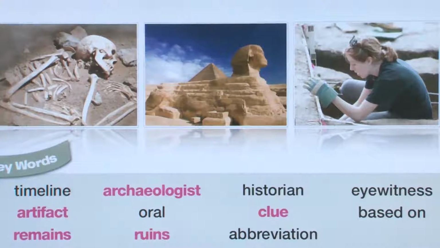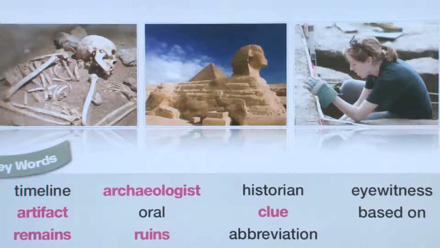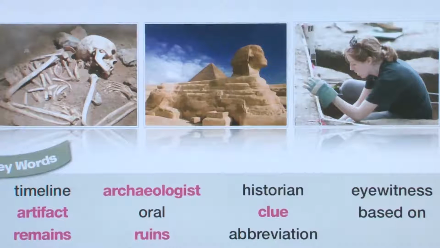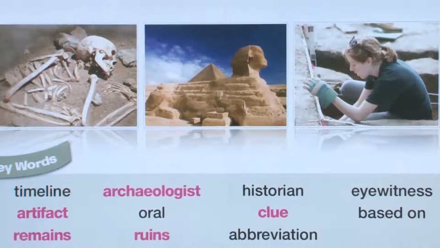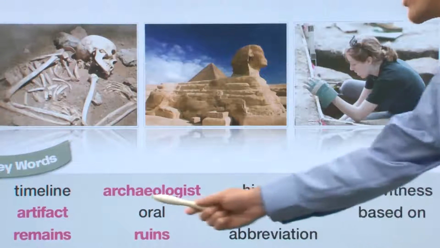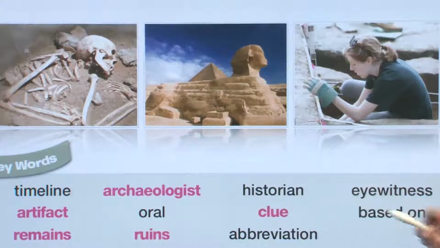Archaeologists also dig around ruins. Ruins are very ancient buildings, very old buildings, like this one here. The Sphinx is considered an ancient Egyptian ruin. It is a building or a structure built a long time ago that remains on the planet today. So an archaeologist uses the artifacts, remains, and ruins as clues to help explain about past human culture.